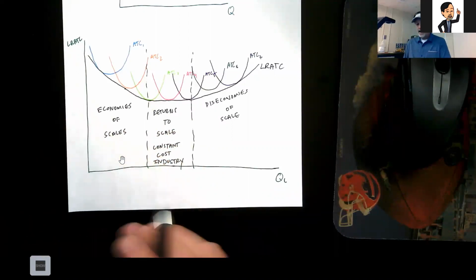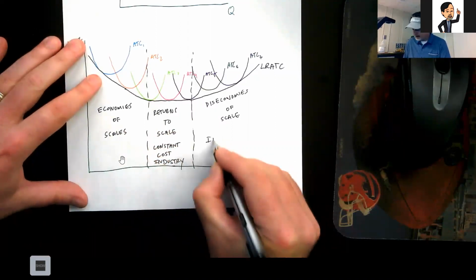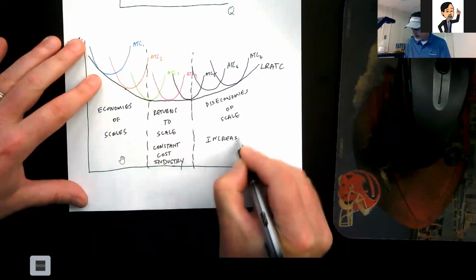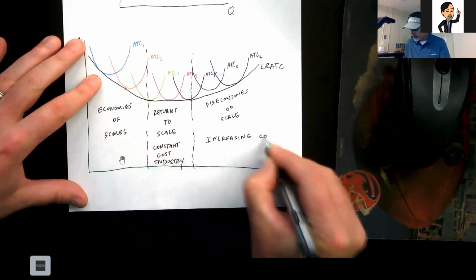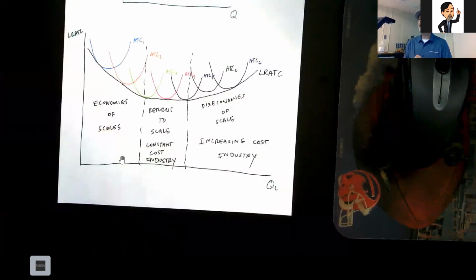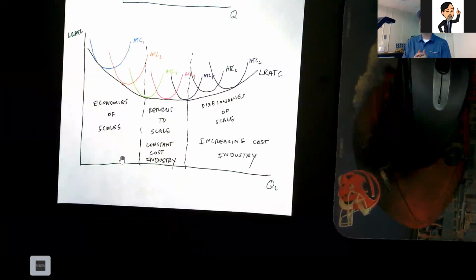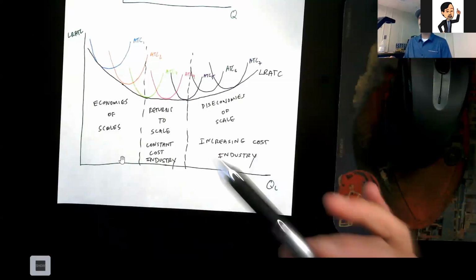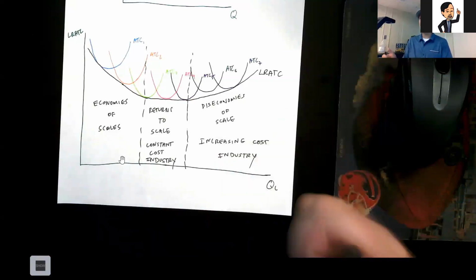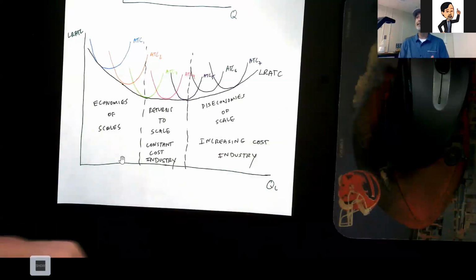If you see this phrasing on the exam, increasing cost industry, that means the firm is experiencing diseconomies of scale. If they produce more output, what's going to happen to their average total cost? It's going to go up. If they produce less output, what's going to happen to their average total cost? It's going to go down.